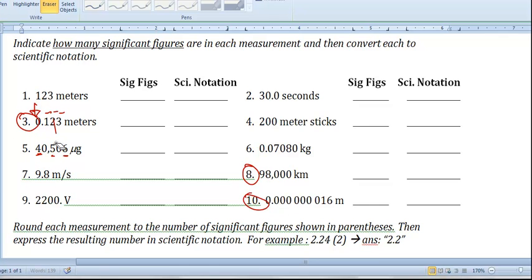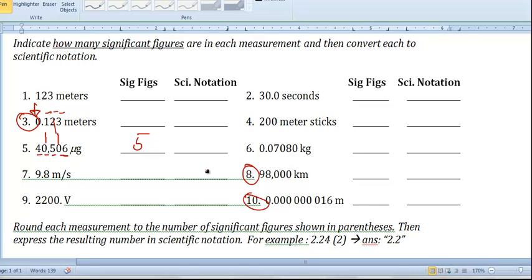All right, let me clean this up a little bit. Okay, so there are 5 significant figures there. All 5 digits are significant. These two zeros are significant because they stand between non-zero digits.